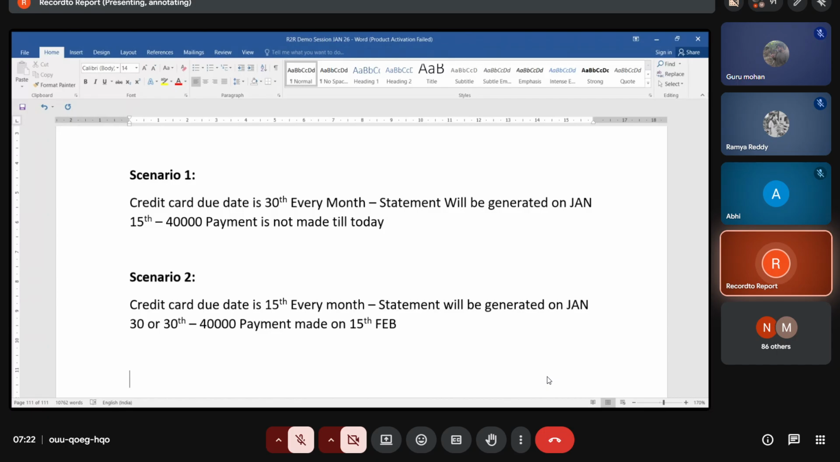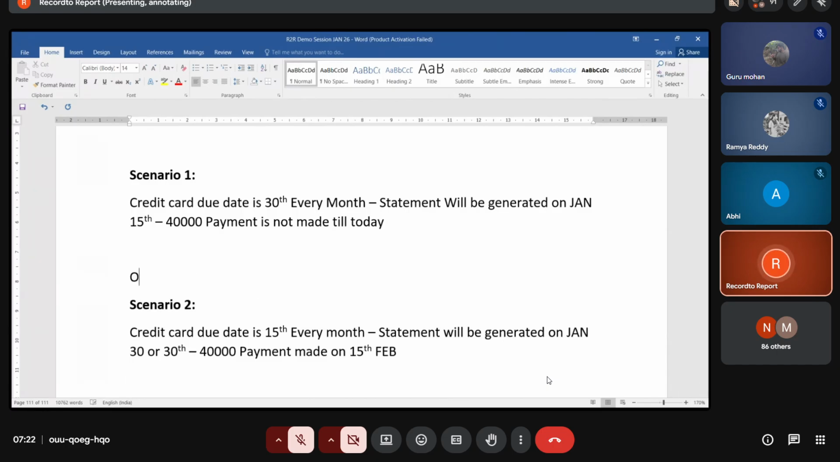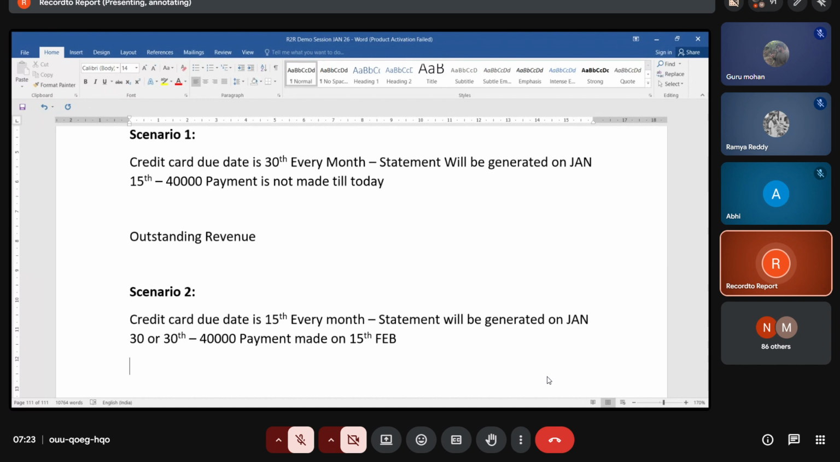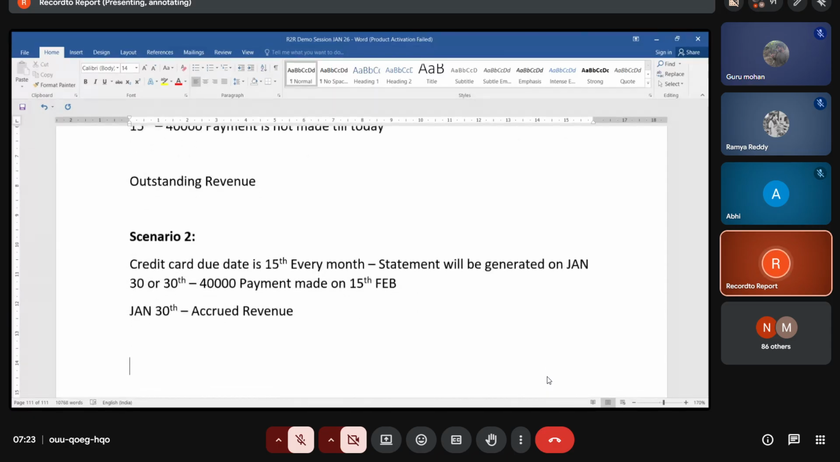For the HDFC company, if the payment is not made till today, it is an outstanding revenue, guys. If the payment is made on time, there is no transaction to be recorded. On January 30th, we will record it as accrued revenue. Is it clear?